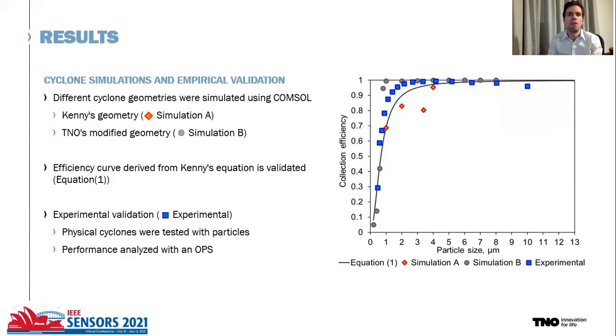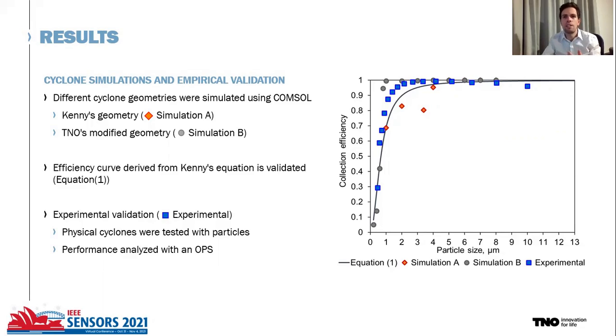We will now focus on the results of this study. First, we simulated different cyclone geometries to optimize the mini-cyclone for our application. In this figure, we can see the simulation results for Kenny's geometry in orange and for our modified geometry in gray. The simulation of Kenny's geometry validates the equation proposed in their studies, plotted here as a black line.